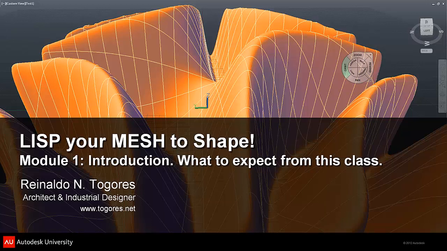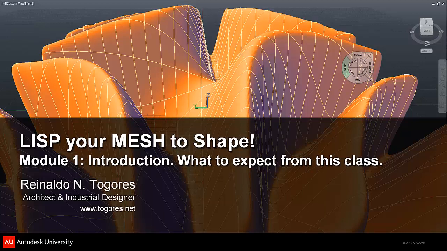I'm Reinaldo Togores, architect and industrial designer. I've been teaching AutoLISP programming for the past 18 years to civil and industrial engineering students at the University of Cantabria in northern Spain. During these years, I have authored a couple of books on this subject.